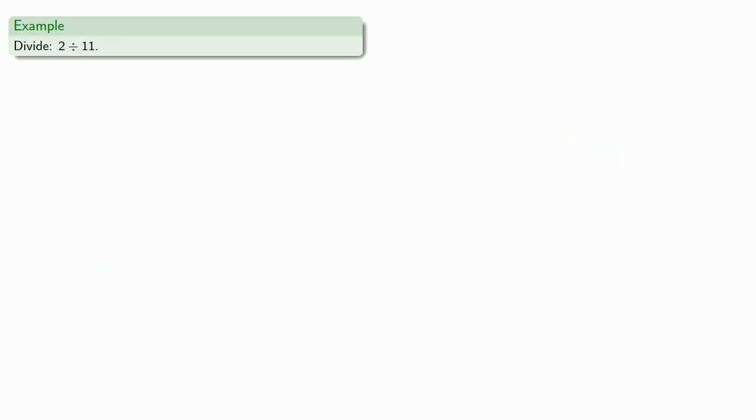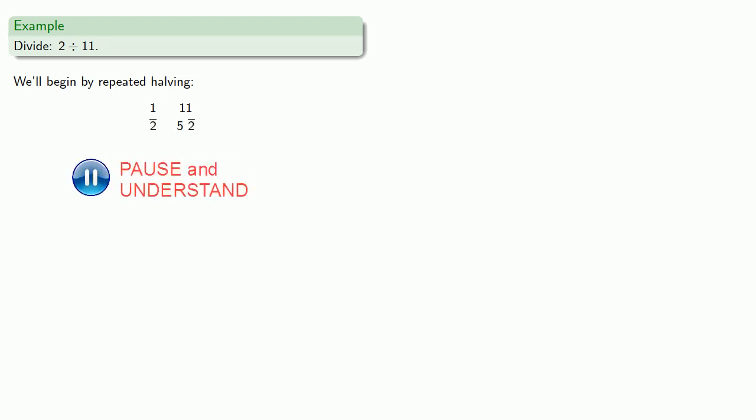So let's find 2 divided by 11, and we'll begin by repeated halving. So 1 gets us 11. Half, well, that's 5.5. For 1/4, we can take 1/2 of each of these pieces. So 1/2 of 5 is 2.5. And 1/2 of 1/2 is 1/4. For an 1/8, we can halve each of the pieces again. So 1/2 of 2 is 1, 1/2 of 1/2 is 1/4, and 1/2 of 1/4 is 1/8.